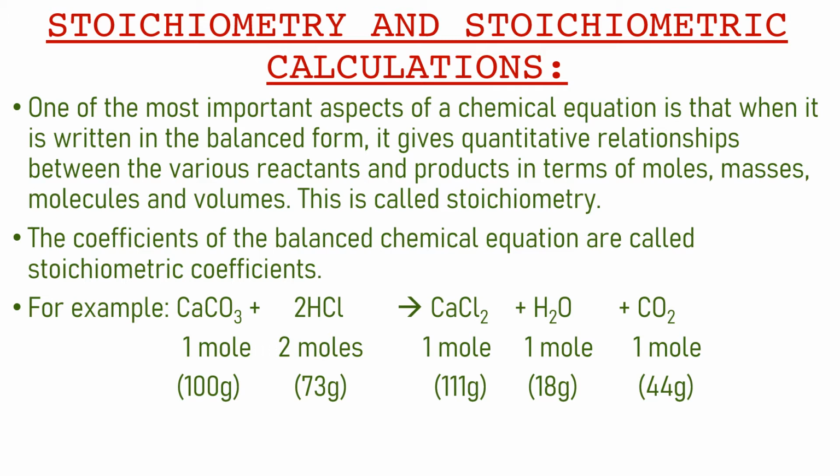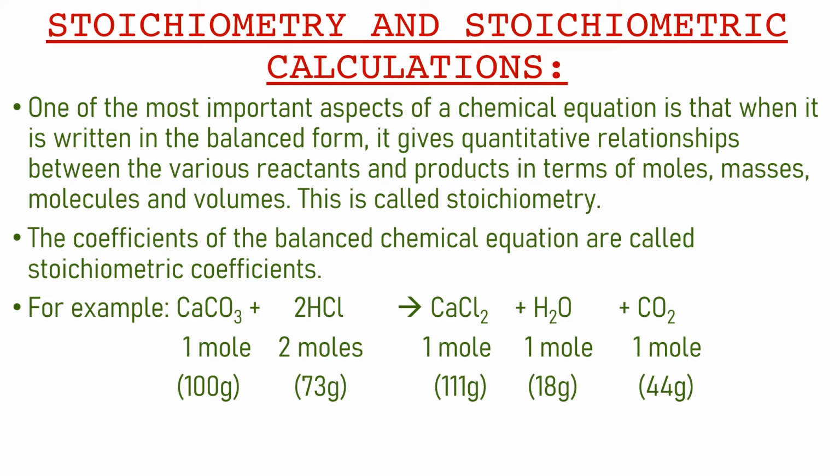And when we discuss in terms of masses, the molar mass of calcium carbonate is 100 gram. For 2HCl it would be 73. For calcium chloride it is 111 gram. For H2O it is 18 grams and for CO2 it is 44 grams. So we can say that 100 gram of calcium carbonate reacts with 73 gram of hydrochloric acid to give 111 gram of calcium chloride, 18 gram of water and 44 gram of carbon dioxide.